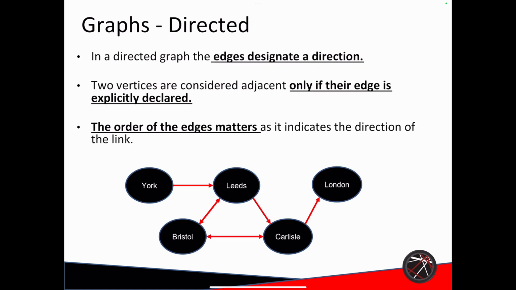We can also have a directed graph. So in this case, you can see that York can get to Leeds, but you can't get from Leeds to York. And then from Leeds to Bristol, backwards and forwards, you can do. And again, you can go from Carlisle to Bristol, backwards and forwards.